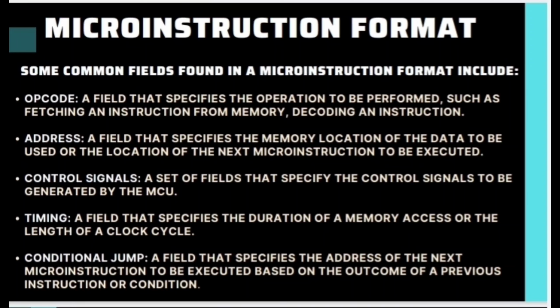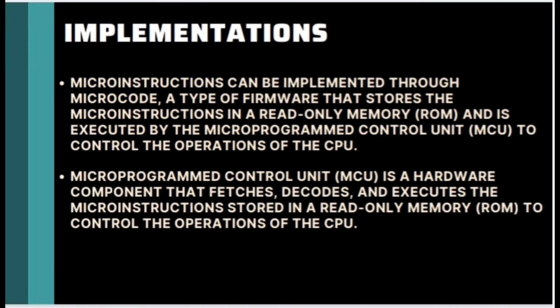A set of fields that specifies the control signal to be generated by microprogram control unit is known as control signal. The field that specifies the duration of memory access or length of clock cycle is known as timing. A field that specifies the address of next micro instruction to be executed based on outcome of previous is known as conditional jump.